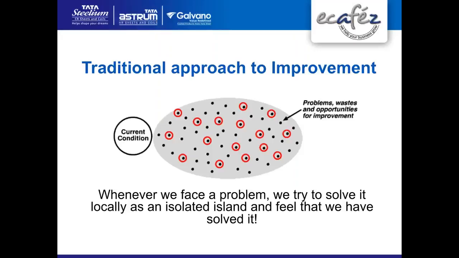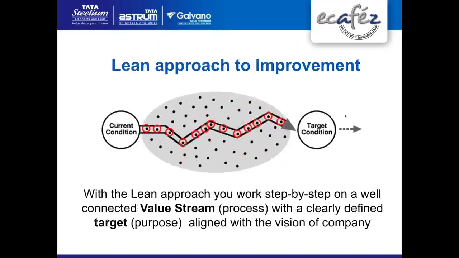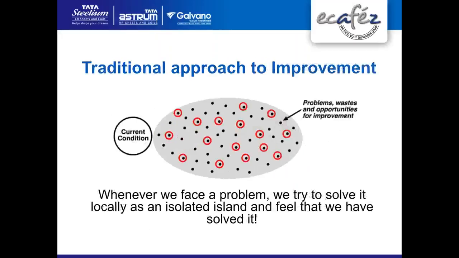So this is not the right approach. The lean approach says we must take a value stream, and all the resources must be put on solving the problems on that particular value stream so that we start getting results, instead of taking problems randomly as in the previous case. This is not going to help the company in the bottom line.